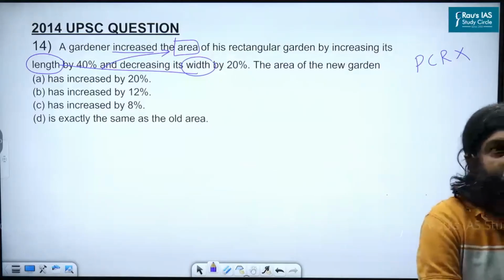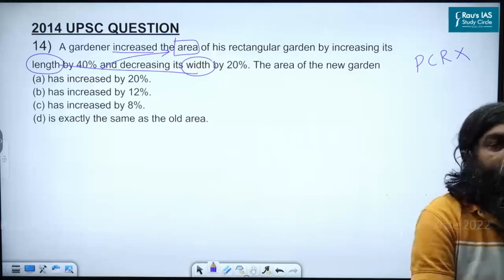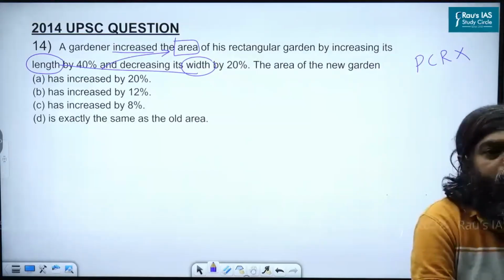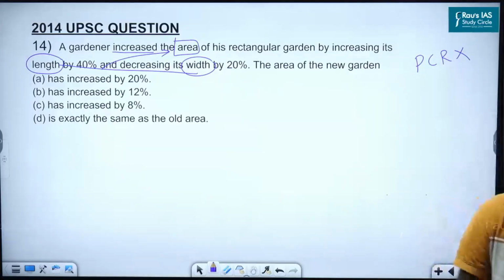Ankita, come in audio. Yes, sir. How did you try? I used the first approach, second method. Oh, then you did it wrongly.